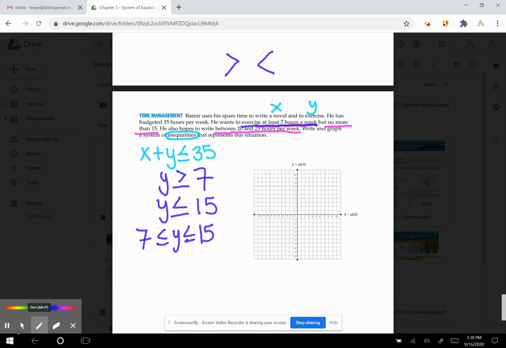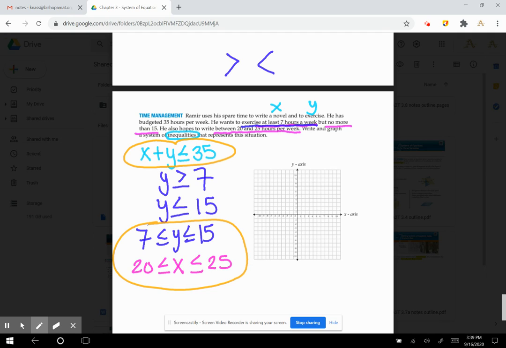All right, next thing let's talk about, they talk about the novels, right? So our novels is X. He wants to write between 20 and 25. So 20 is less than or equal to X, which is less than or equal to 25. So really, when we're looking at the three equations that we're going to graph, you would graph this one, and you would graph these two.